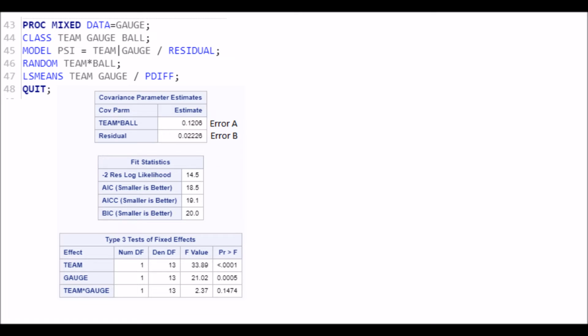Now you can see in the output produced here that we have 2 experimental errors, which I will call error A and error B. Also notice that not only do we have the same information we had for team that we got in the previous analysis, but we also have information about gauge and the interaction term between team and gauge. Once again, we can check the output to make sure we have not committed pseudo-replication by comparing the degrees of freedom reported against what we would expect them to be.